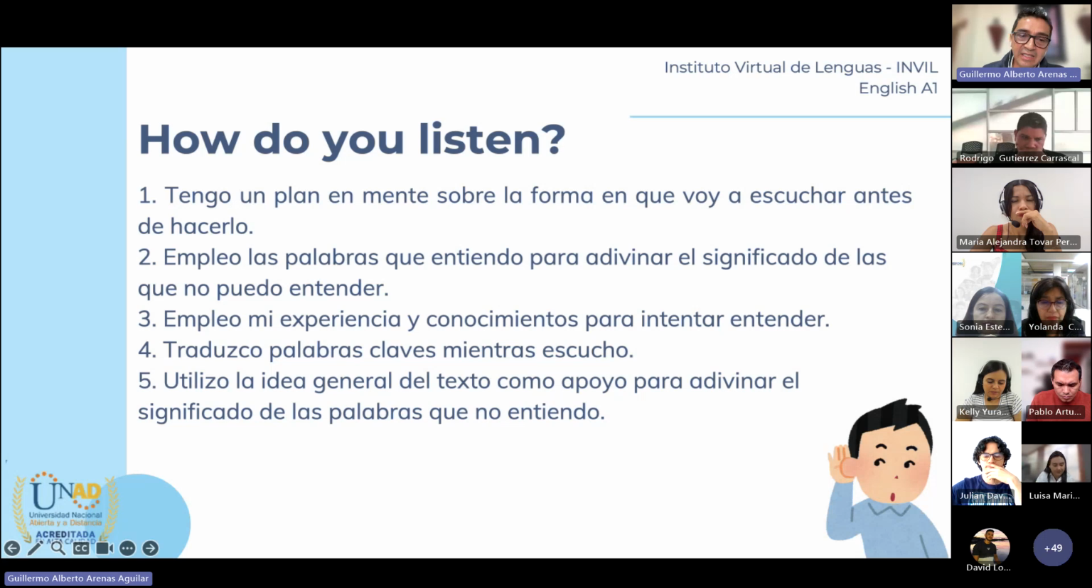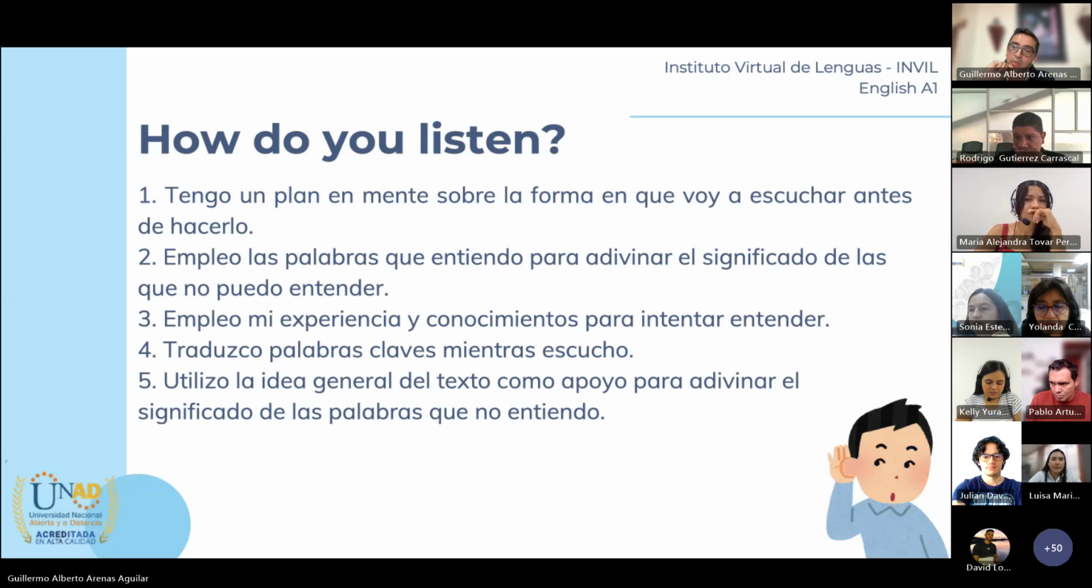I use the general idea of the text as a support to guess the meaning of the words that I don't understand. This is also another strategy that the students can use. They listen to the whole thing and then they start grasping vocabulary or expressions or things that they know, so they can get the whole idea or part of the idea of the context.